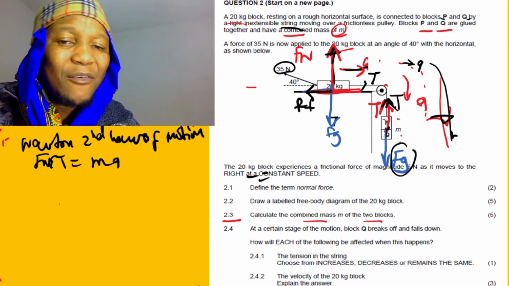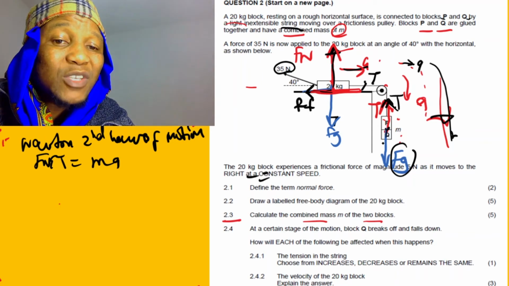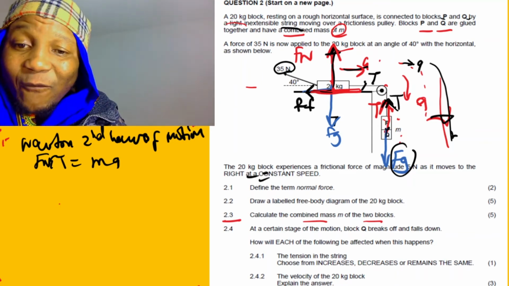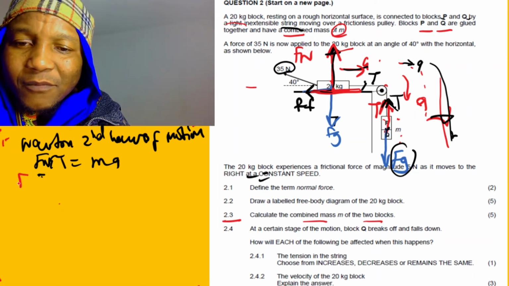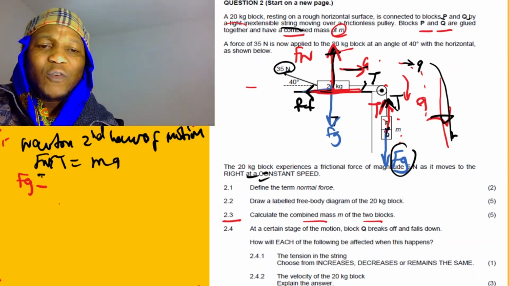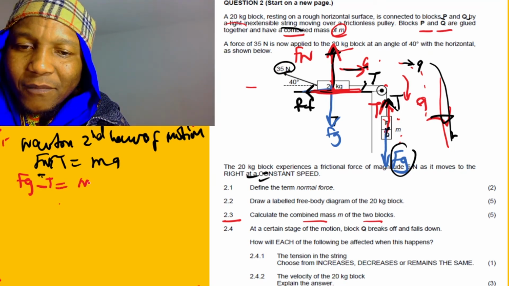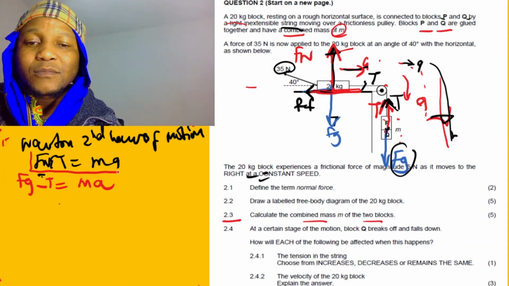But on top here, we have a friction force. See? So we're going to say, no, we don't have a normal here, like I said, because we don't have a surface here. No surface. So we're going to say here, F net, meaning take the bigger force. Which bigger force here? Force of gravity minus which force opposing? Tension equals mass times acceleration. This is Newton's second law of motion.